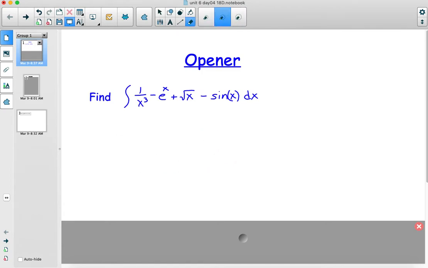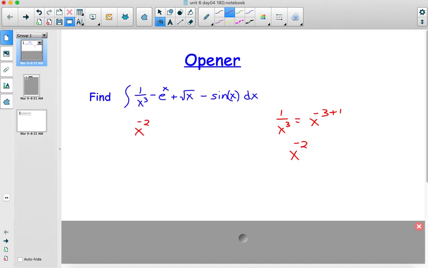Alright, so let's take this one piece at a time. What's the antiderivative of 1 over x cubed? Well, think of 1 over x cubed as x to the negative third power. So with the power rule, we know when we take the derivative, the exponent goes down by 1, or we subtract 1 from the exponent. So to go the reverse way, we would need to add 1 to the exponent. So we know that negative 3 plus 1 is going to be negative 2. So our antiderivative is going to look something like x to the negative 2.